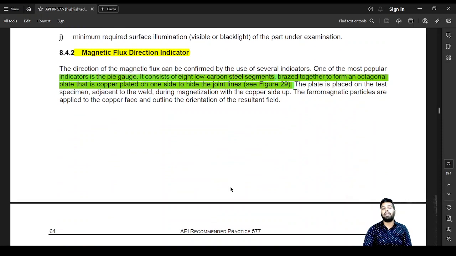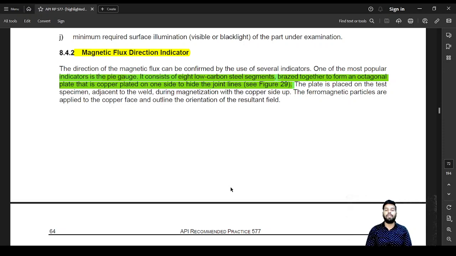Flux direction indicator, so you can have different kinds of indicators to tell you the direction of the flux that has been generated. Generally there are different kinds of shims or pi gauges that can be used. So the direction of the magnetic flux can be confirmed by use of several indicators. One of the most popular indicators is a pi gauge.